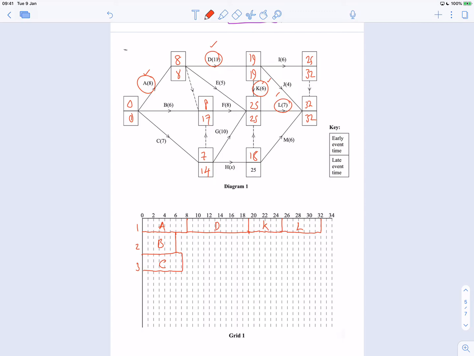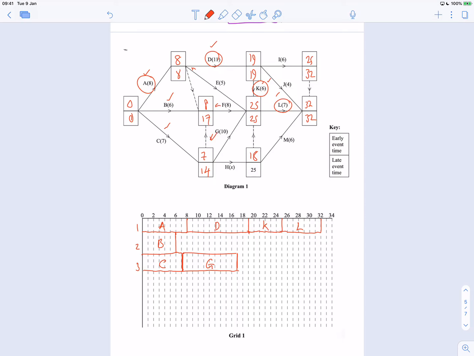Next up, so we've done B and we've done C. Well, what have we got next? E needs to start at 8, F needs to start at 8, and G needs to start at 7. So because C finishes at 7, let's have this G starting at 7, and it's worth 10, so it's going to go up to 17, which is here. So that's G. So that's G done.